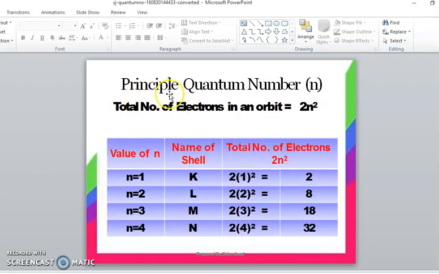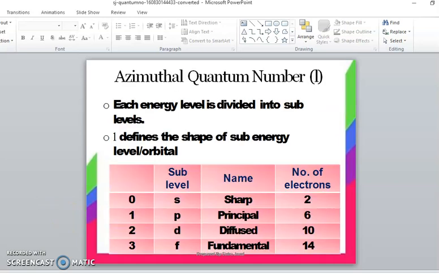Now, there is a relation between the principal quantum number and the total number of electrons in an orbit, which is 2n square. n equal to 1 is the first shell, K shell. So 2 into 1 square, 2 electrons. Only 2 electrons are possible. n equal to 2 is L shell, and 2 times 2 square is 8 electrons. Similarly, n equal to 3, 18; n equal to 4, 32, etc. electrons are possible. Now the next one is the azimuthal quantum number, denoted by the small letter l.